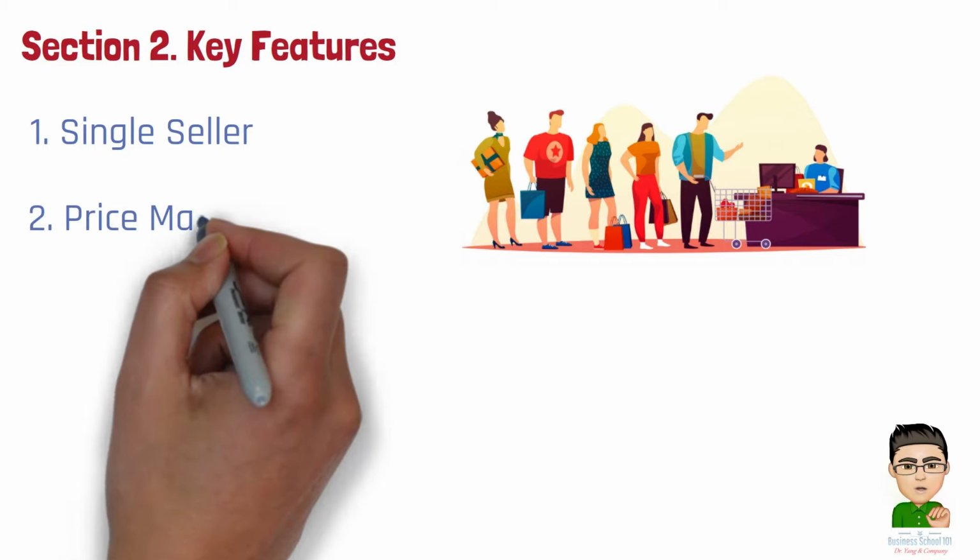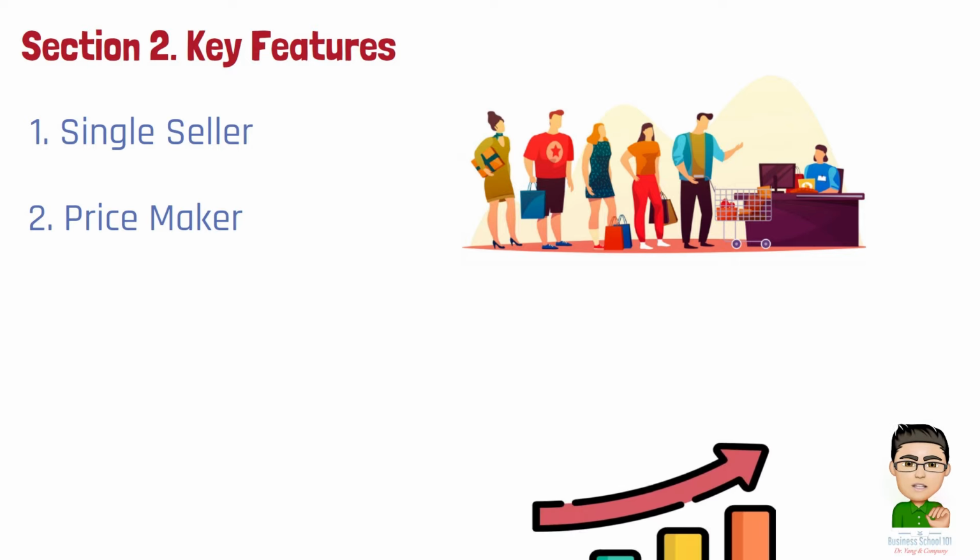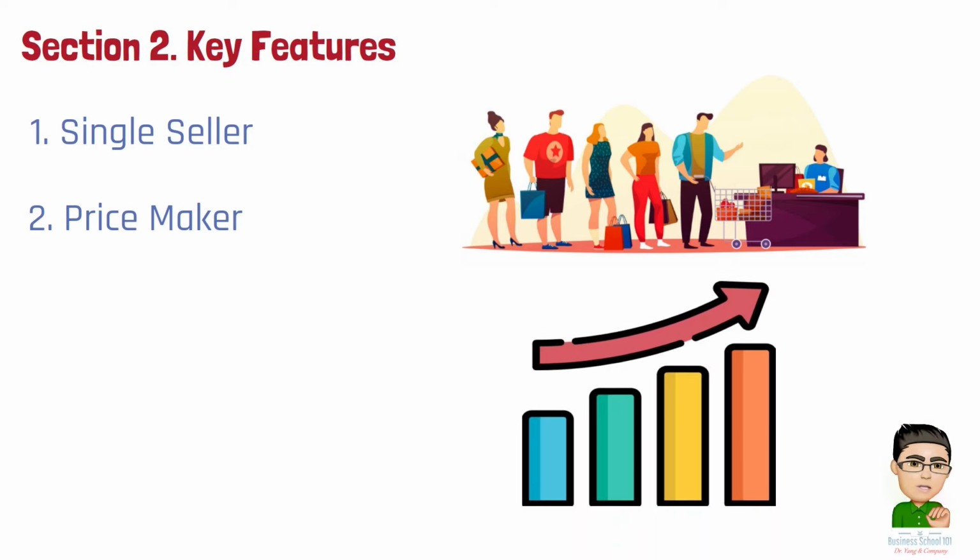Number 2. Price maker. Due to the lack of competition, a monopolist has the power to set prices rather than being a price taker as in competitive markets. The monopolist can adjust prices to maximize profits, often resulting in higher prices for consumers.